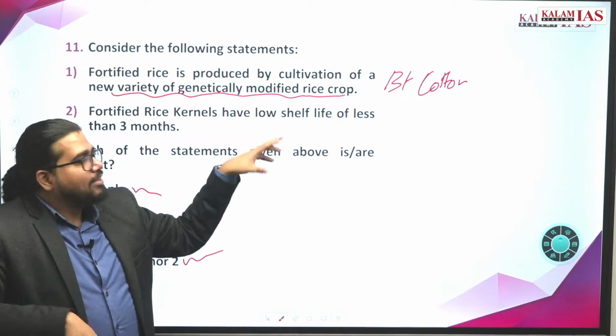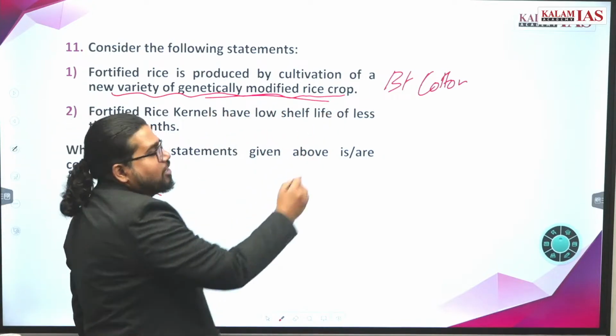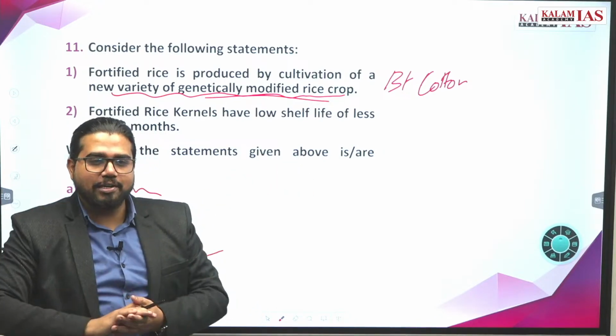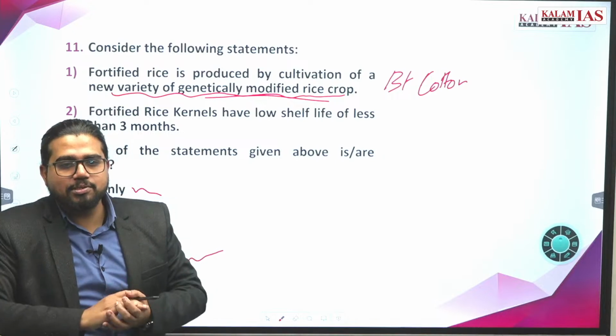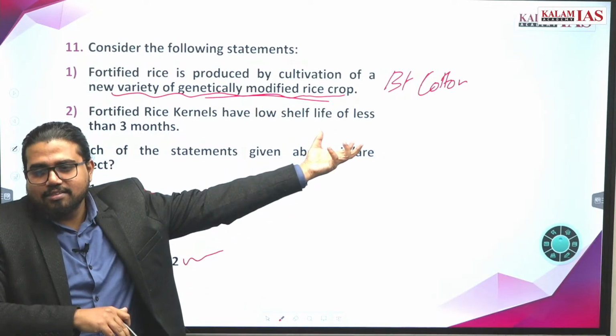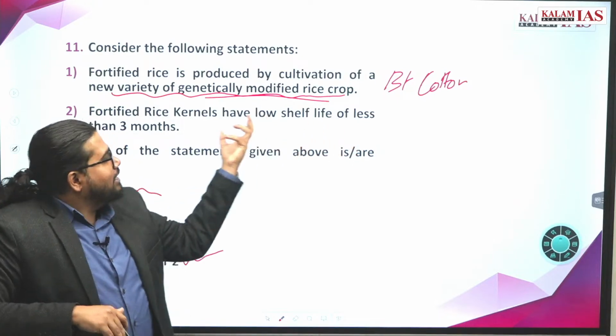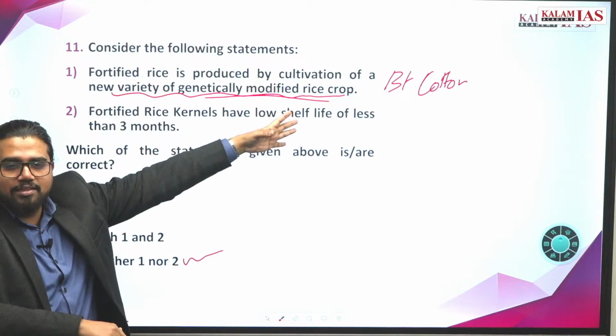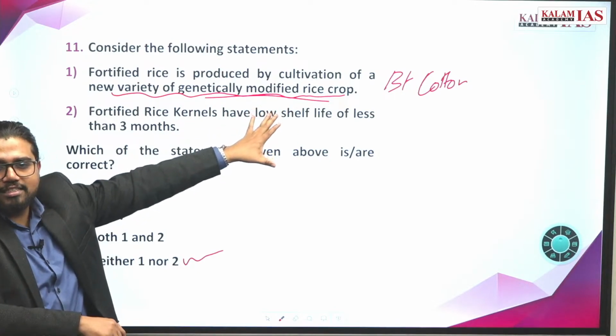Fortified it is. The point is it cannot be a genetically modified crop. And if it were, you should already know it because it would become such massive news. So this statement should be wrong. Fortification means some other process, not genetic modification.